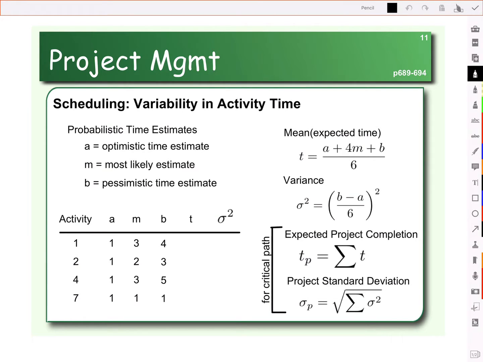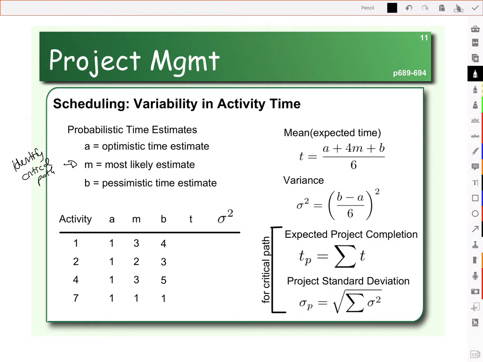When you are taking into consideration that your tasks or activities have variability in the time estimates, then we have to use this method here. The previous method we looked at considered that we knew exactly how long it took to lay a foundation or pick out paint. But what if there's variability in those times? Well, then what we first need to do is identify the critical path.